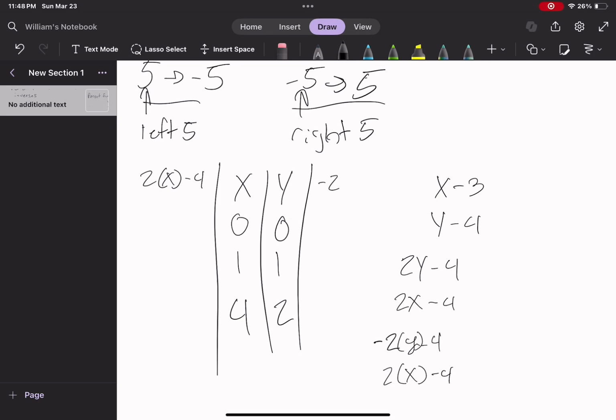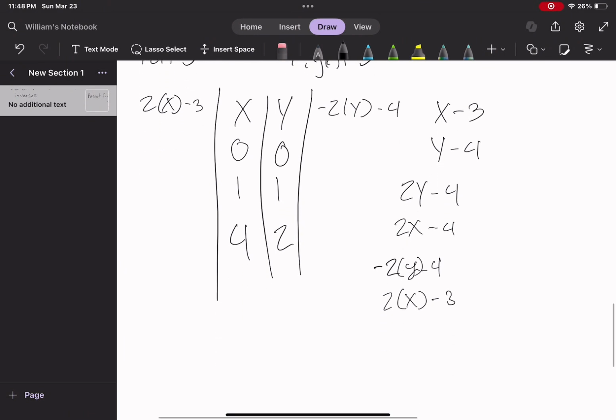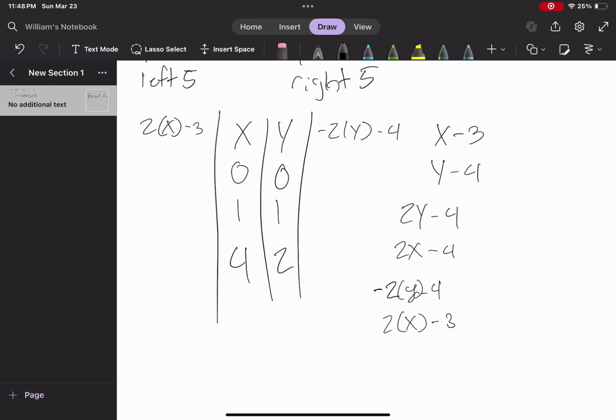So we have 2x minus 3. I make another typo. I apologize. I do fix it here in a second. And negative 2 times y minus 4. So negative 2 times 0 is 0. Minus 4 is negative 4. Negative 2 times 1 is negative 2. Minus 4, that's negative 6. Negative 2 times 2 is negative 4. Minus 4 is negative 8.